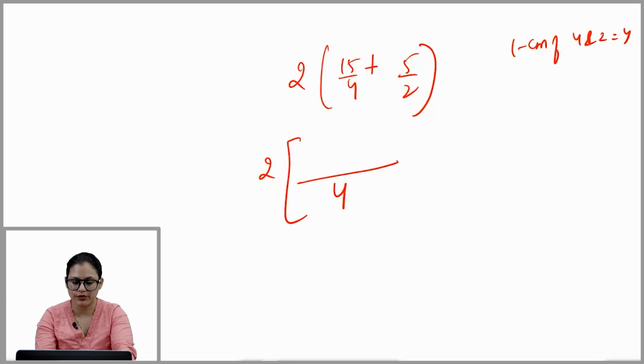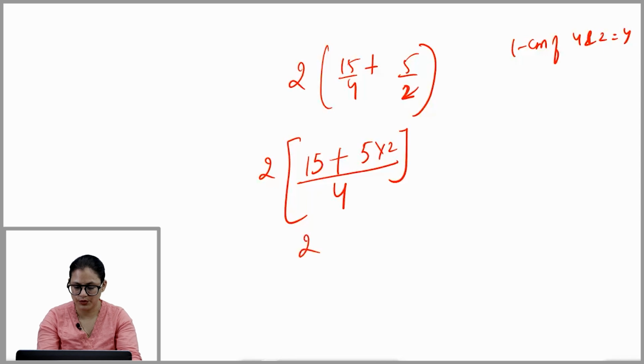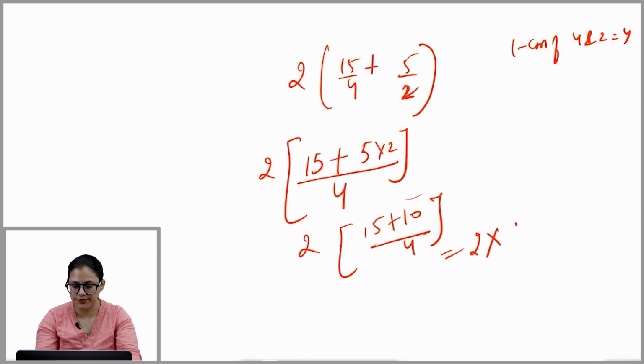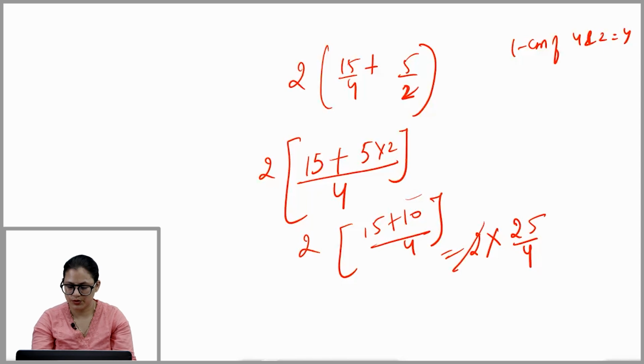Now make the denominator 4. 4 is already here, so you will write 15 as it is. For 2, to make 4, we will multiply 2 by 2, so we will have to multiply 5 by 2. So 5 into 2 is 10, and 15 plus 10 by 4. So 25 by 4, right? 2 2s are 4, 25 by 2.